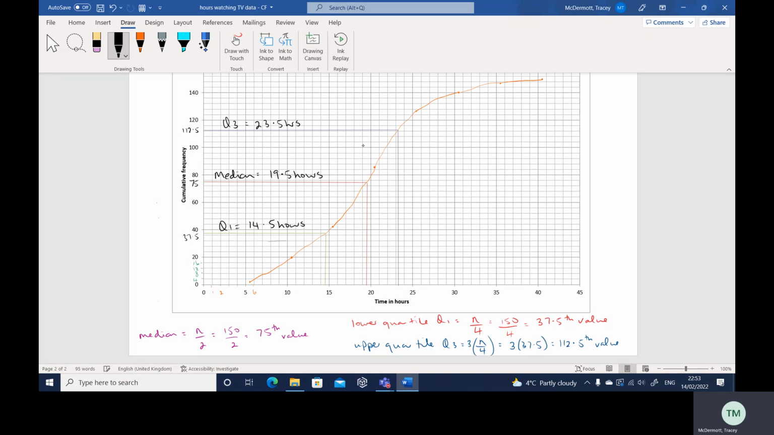Okay. Now the purpose of finding Q1 and Q3, your upper and lower quartile, is for you to calculate your interquartile range, which is the difference between the two of them. So it's your upper quartile, 23.5, and take away your lower quartile, 14.5. And we've got a difference there of 9 hours.